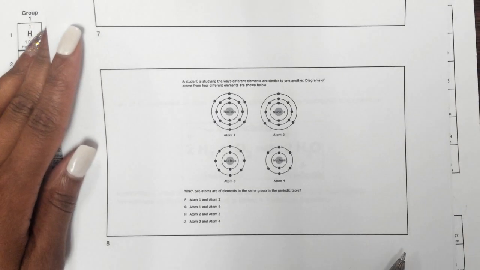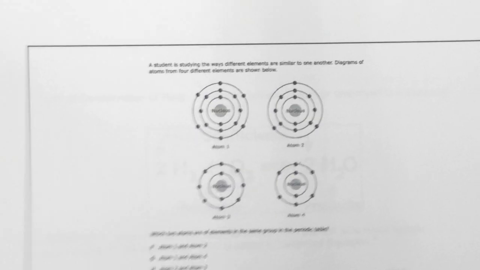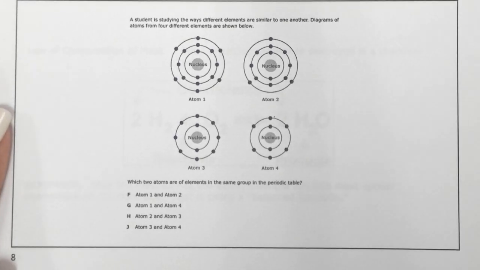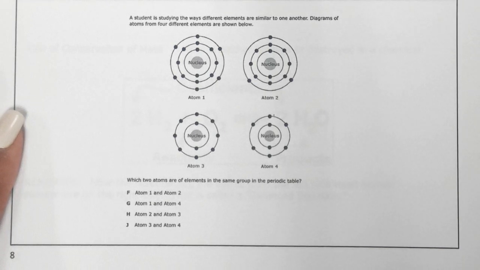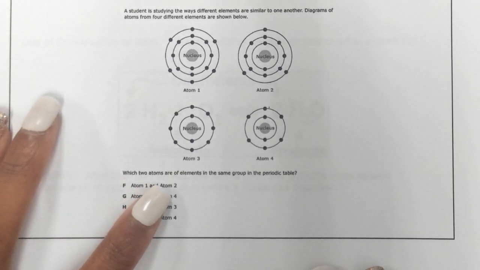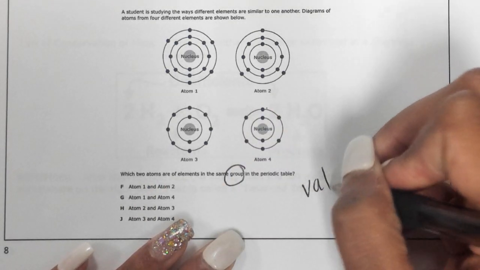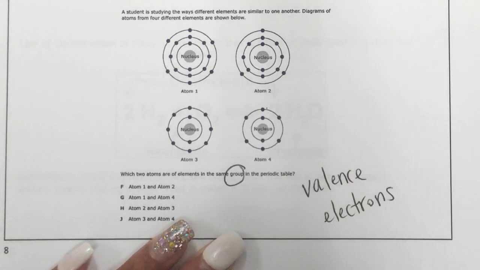All right, next one, let me zoom in some. A student is studying the ways different elements are similar to one another. Diagrams of atoms from 4 different elements are shown below. Which 2 atoms are of elements in the same group? Group number is valence electrons. So all I'm going to do is go through and count them.